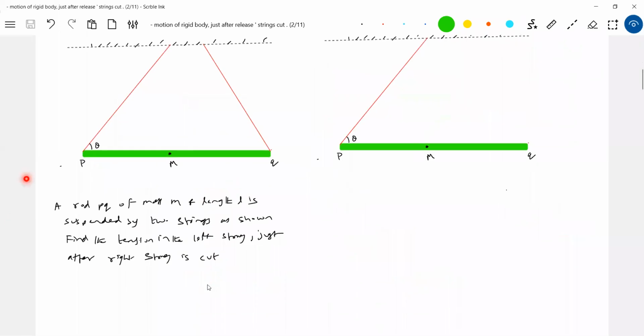Okay, no. So here also the same thing. Just after the string is cut, the rod will have both translatory and rotatory motion, then afterwards only rotating motion. So what is our question? Just after the right string is cut. So I think in the numericals, you are supposed to make observation of this condition.